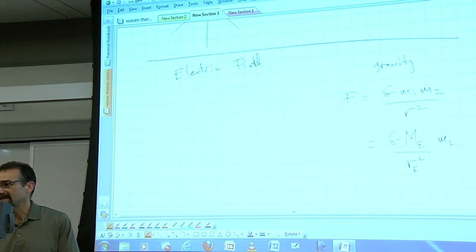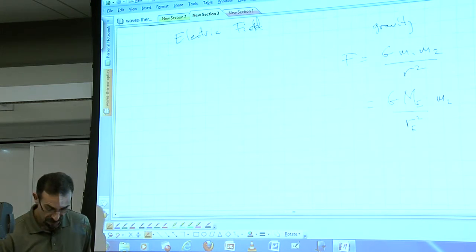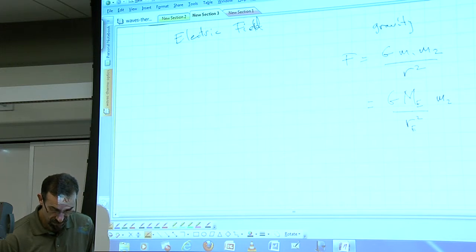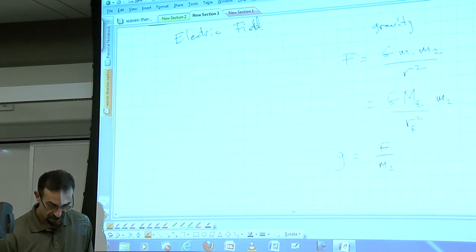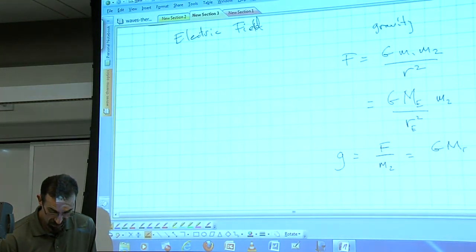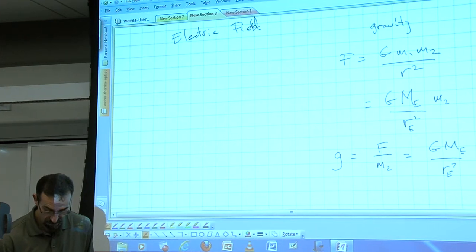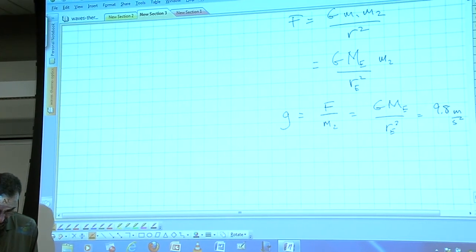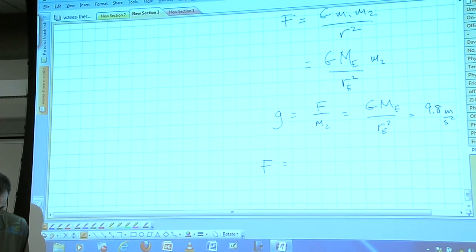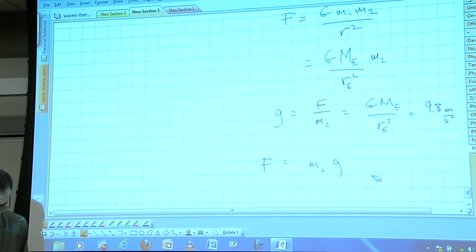So we said, let's just define a gravitational field that exists on the surface of the Earth, where the gravitational field is the force divided by the mass that we're interested in. And what is that? It's G m Earth over r Earth squared, and we know that that's 9.8, right? Then every time we want to figure out the force, we multiply the mass of interest times the gravitational field, and that gives us the force.